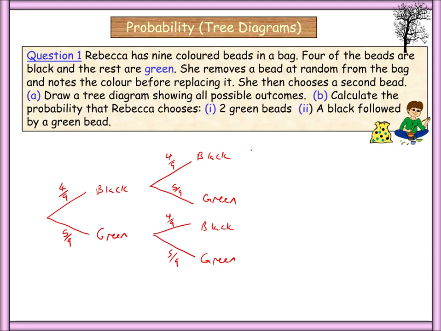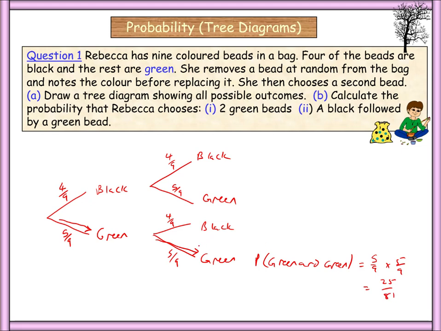And then we can look at the outcomes then. 2 green beads, so we're going green, and then green again. So it's that one there. Green and green. It's going to be equal to 5 out of 9 times 5 out of 9, which is 25 out of 81.